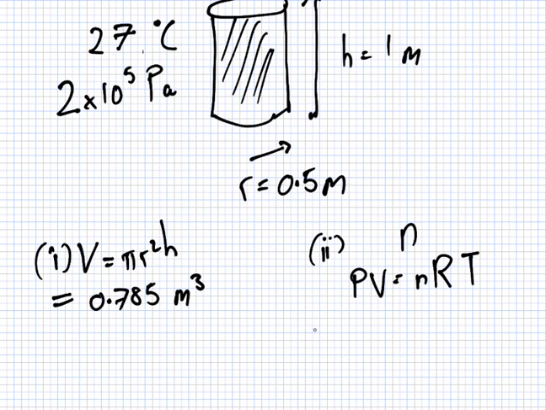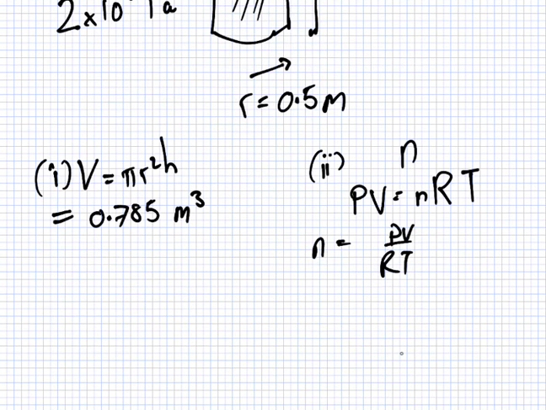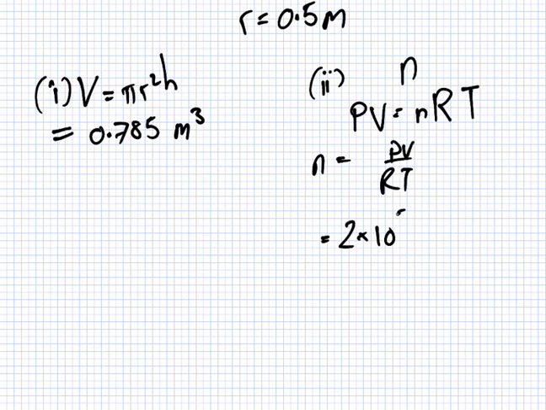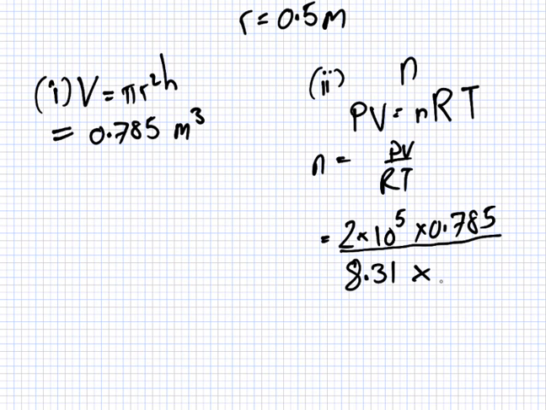Now we want the number of moles, so we have PV equals nRT. So we have n equals PV over RT. Now the pressure is 2 times 10 to the 5. The volume is 0.785. The ideal gas law constant is 8.31, and the temperature in Kelvin, and it must be in Kelvin, is 300. So what's that, please, for the n?